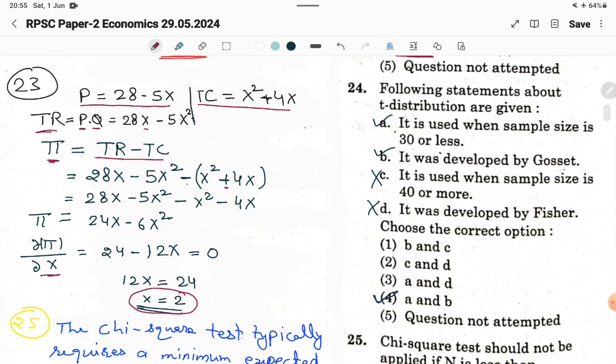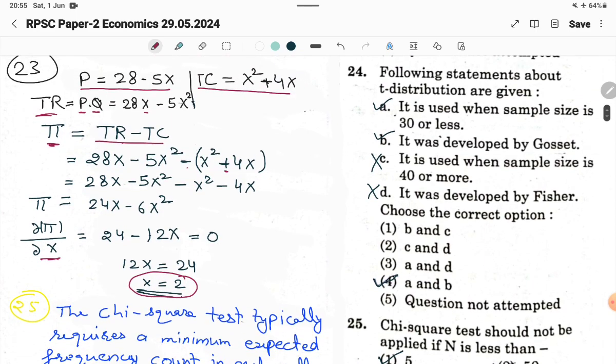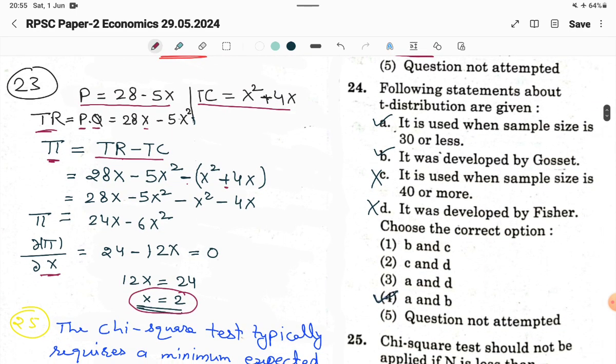Following statements about t distribution are given. It is used when sample size is 30 or less. This is the simplest question, and second option is it was developed by Gosset.